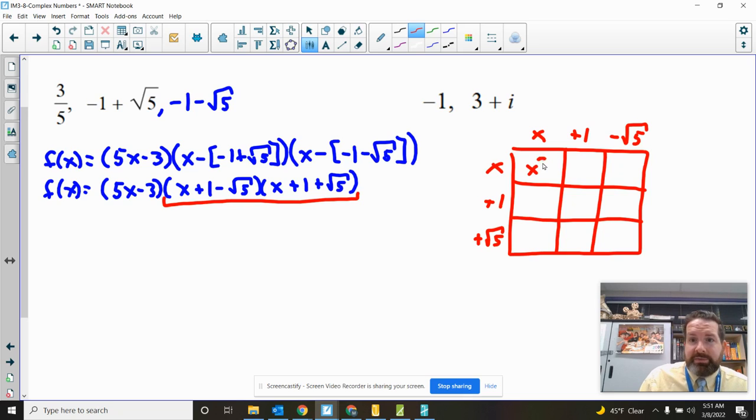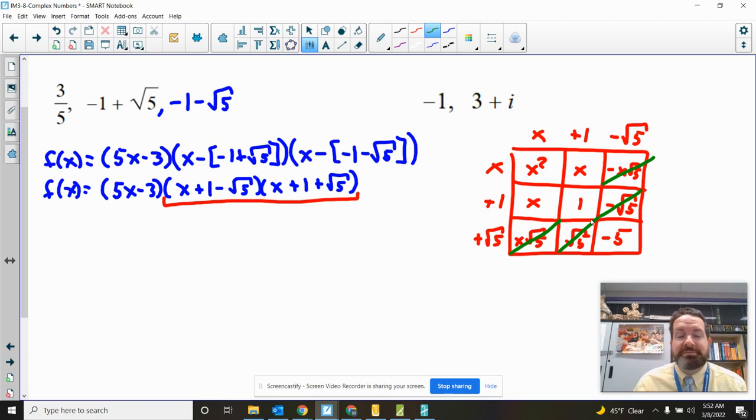All right, so what do we have here? X squared, x minus x root 5, x 1 minus root 5, x root 5, root 5, and then square root of 5 times square root of 5 is just 5. Positive times negative is negative, so -5. Here's what I mean by the magic. Minus x root 5 plus x root 5. Minus root 5 plus root 5. No more roots. And that should happen every time, as a matter of fact.